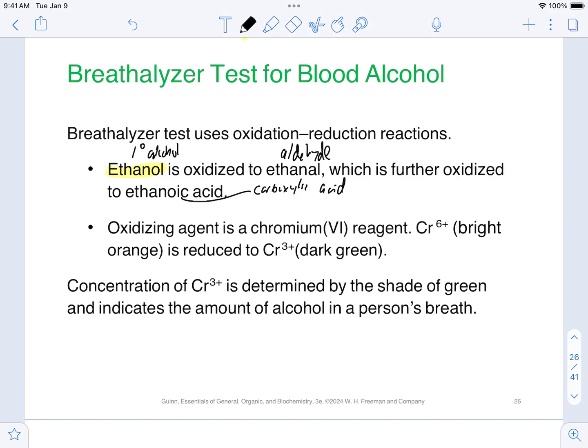That's the chart. The oxidizing agent is something called chromium 6. Chromium 6 is Cr plus 6. And that is reduced, or that gains 3 electrons. So if it gains 3 negatives, it is now Cr plus 3. And then this concentration is determined by the shade of green. And that can tell you how much alcohol a person has on their breath. So that's pretty cool. That's how the breathalyzers work.